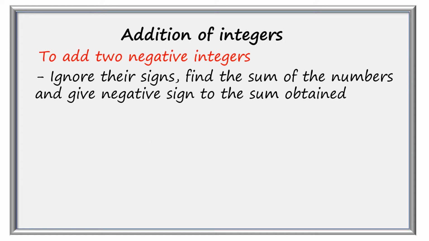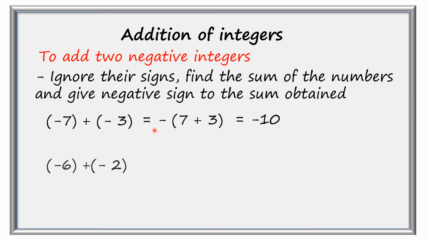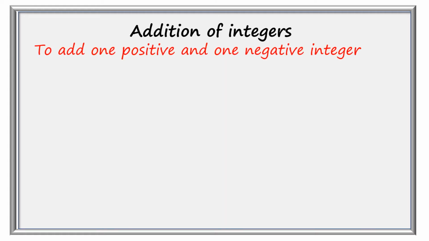Let us do one more example like this. Minus 7 plus minus 3. Both are negative integers. What do we need to do? Just add 7 and 3, the result is 10, and put the minus sign like this. One more example. Minus 6 plus minus 2. Very easy. 6 plus 2 and put the minus sign. It means minus 8.